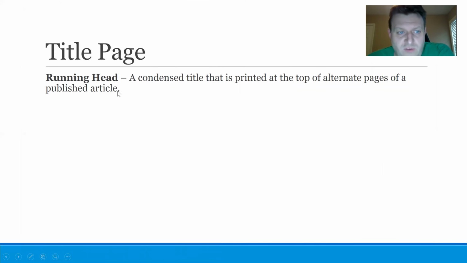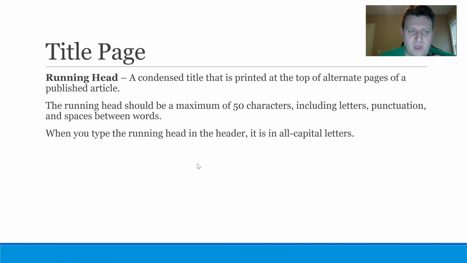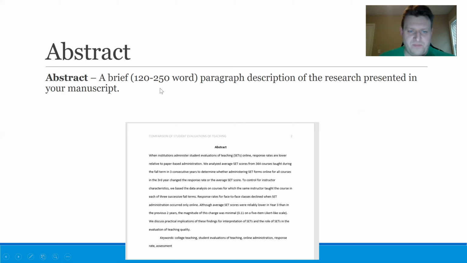Okay, so I've already mentioned the running head. The running head should be at a maximum of 50 characters, including letters, punctuation, and spaces between words. So it really is an abbreviated title. You don't want that thing running all the way across the page. That would not look that good when it ends up going into the journal as well. Also make sure that the running head is in all caps.